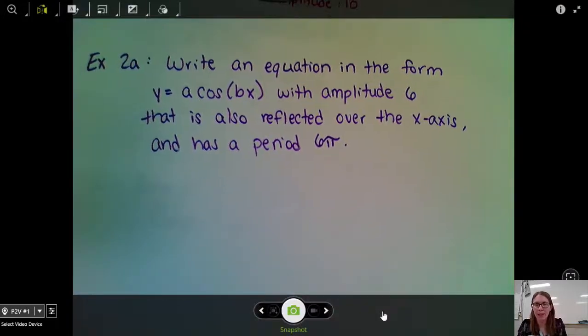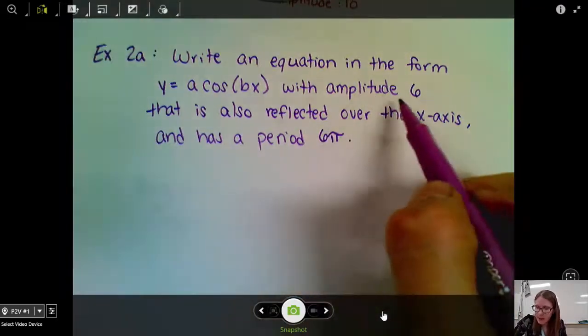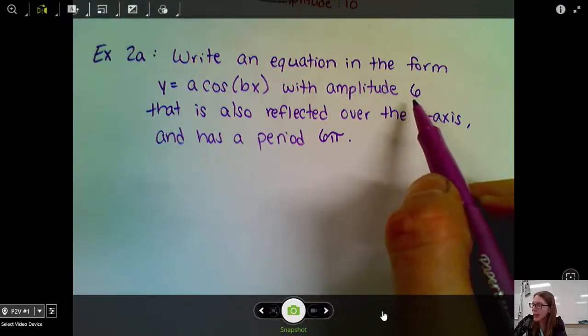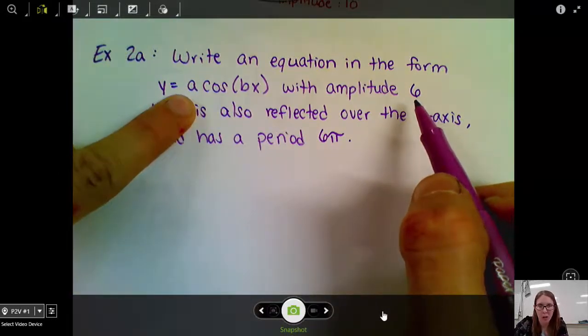Example 2a, I want to write an equation in the form y equals a cosine of bx with an amplitude of 6 that is also reflected over the x-axis and has a period of 6 pi. So first of all, let's start off with this amplitude. I know amplitude is 6. That's going to go in front of the cosine.